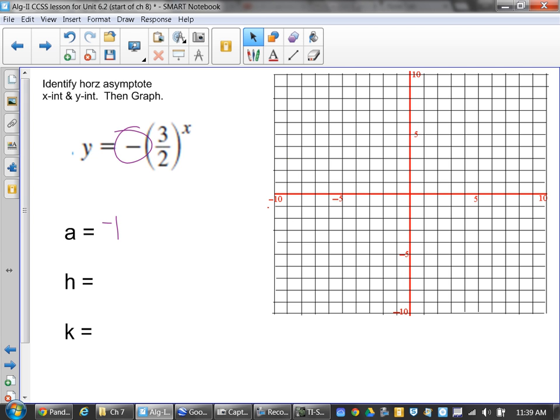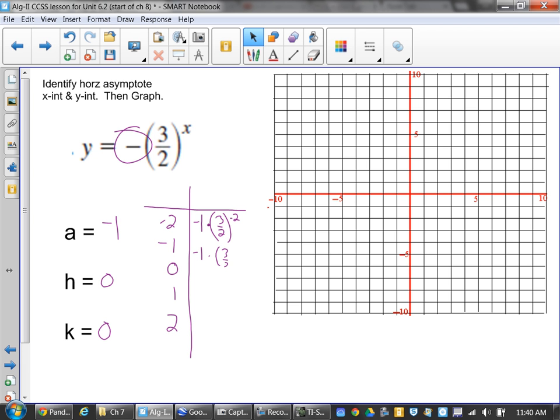What's your h value and your k value? 0 and 0. They're both zero. Now, when I'm looking at this, I'm going to do the same thing. I'm going to pick easy numbers, negative 2, negative 1, 0, 1, and 2. Now I have to remember that it's negative 1 times 3 halves to the negative 2. Negative 1 times 3 halves to the negative 1. Negative 1 times 3 halves to the 0.